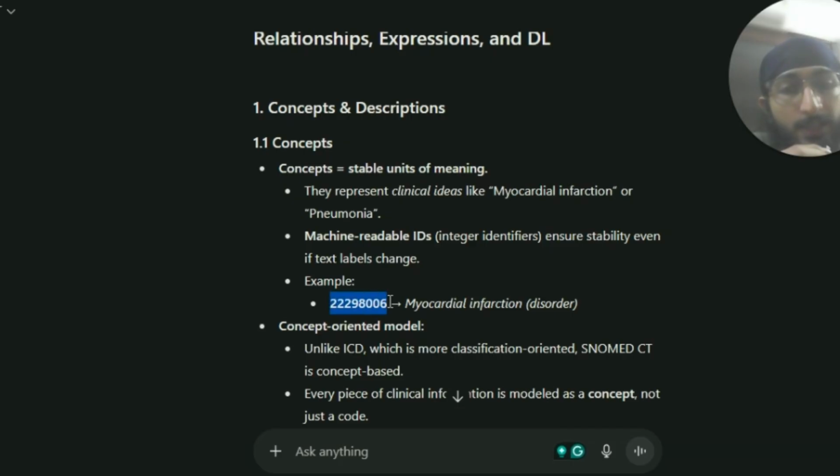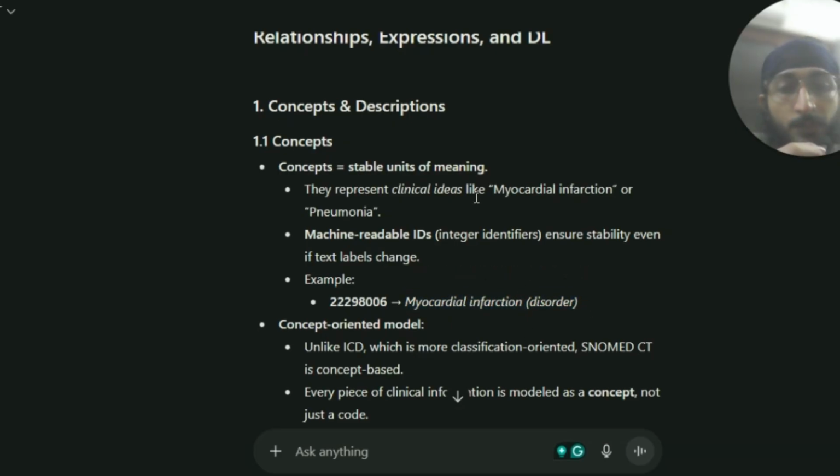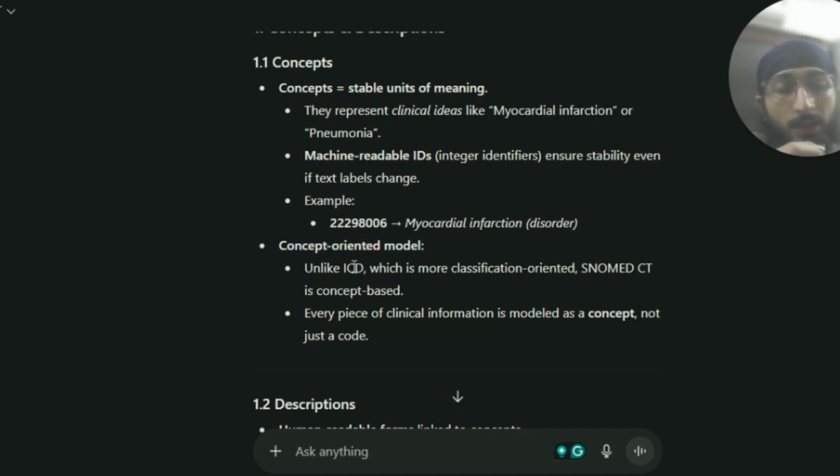For example, this is the ID corresponding to myocardial infarction disorder, and this is the fully specified name because it has the suffix giving the primary hierarchy of this particular disorder, right? Now, concept-oriented model: unlike ICD, which is more classification-oriented, SNOMED CT is concept-based. Every piece of clinical information is modeled as a concept, not just a code.